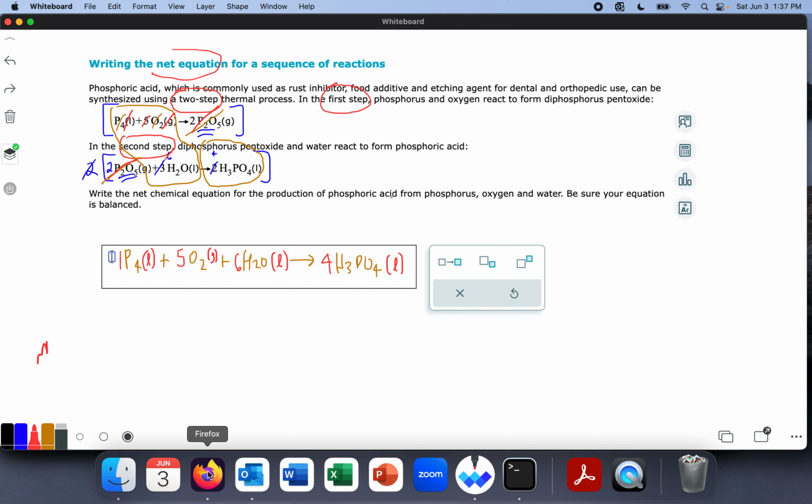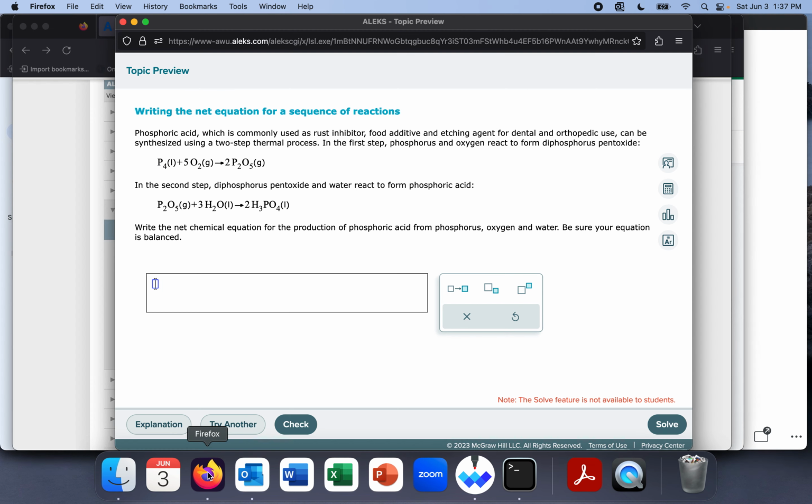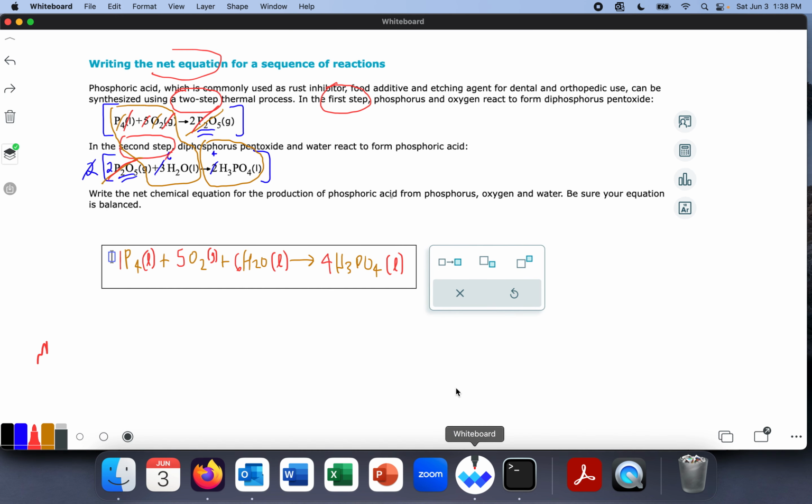This is just a whiteboard application, so let's go back over here to the screen. I'm going to click solve and we're going to see that it's the same thing. P4 liquid, 5 O2 gas, 6 water liquid, 4 phosphoric acid liquid. Let's see if I got that right. Let's go back over to my whiteboard, and I did.